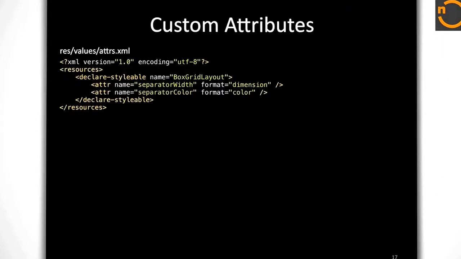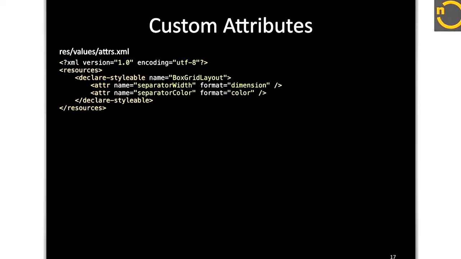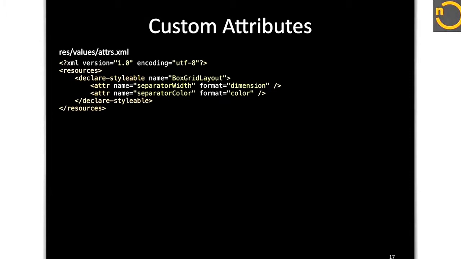So back to attributes for a minute. What if the attributes we want to feed into the view don't already exist in the platform, and it would be awkward to try and reuse one for a different purpose? Well, in that case, we can define custom attributes inside of our stylable block. The only difference here is that we must also define the type of data that attribute represents, something we did not need to do for the framework since it already has them predefined. Here, we are defining a dimension and a color attribute to provide the styling for the box's grid lines via XML.